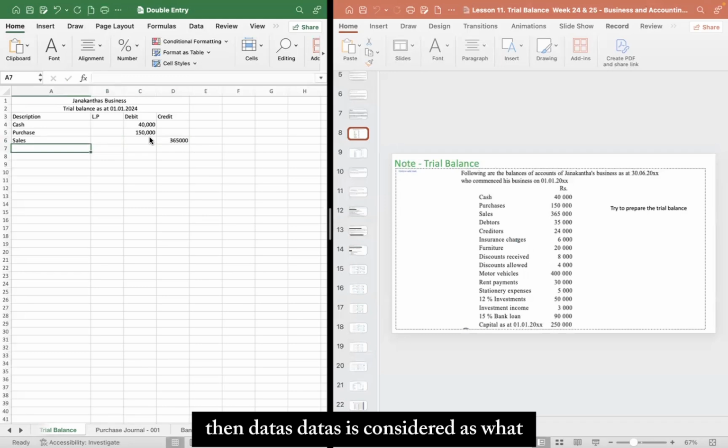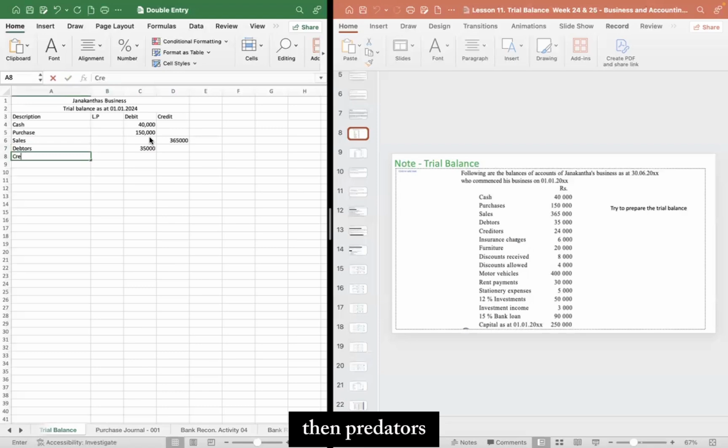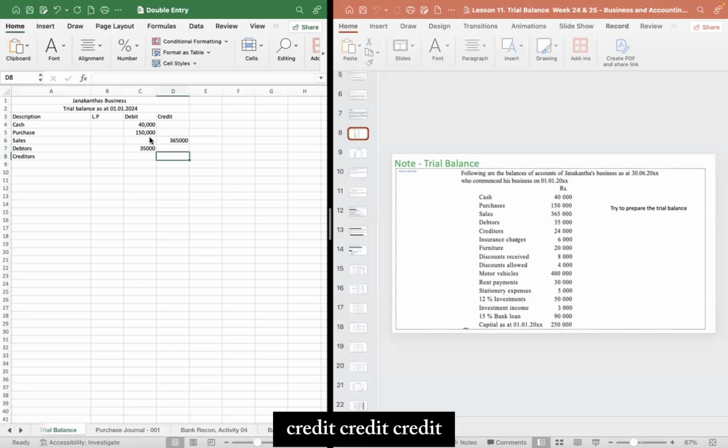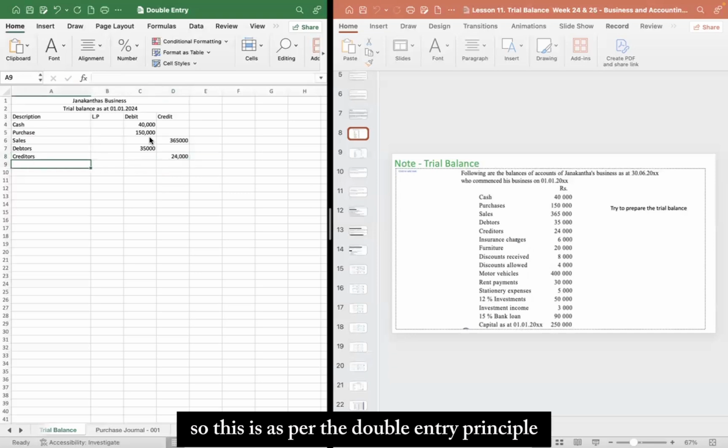Then debtors. Debtors is considered as what? Debtors are an asset. Debit, exactly, correct. So I have to debit it. Then creditors. What are creditors? Creditors are a liability, so it should ideally carry a credit balance. This is as per the double entry principle.